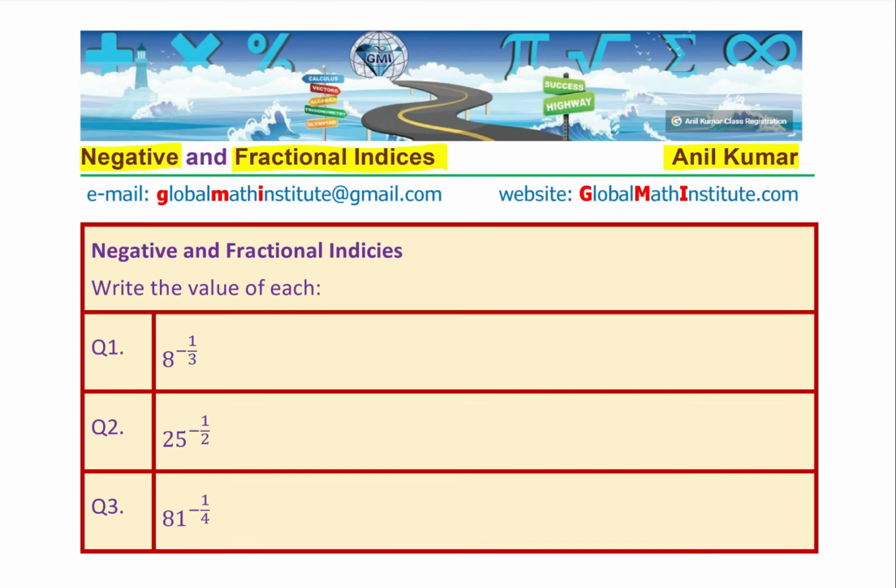Let's continue with the examples which we have. Let me first share with you the type of questions. So we are working with negative and fractional indices. Write the value of each, meaning evaluate: 8 to the power of minus 1 over 3, 25 to the power of minus 1 over 2, 81 to the power of minus 1 over 4.